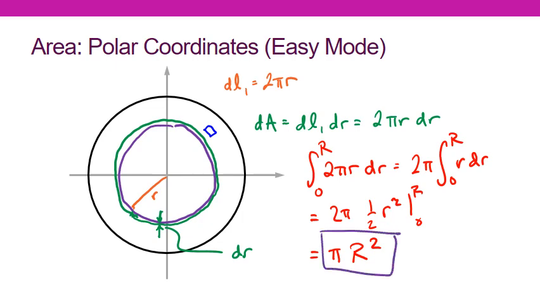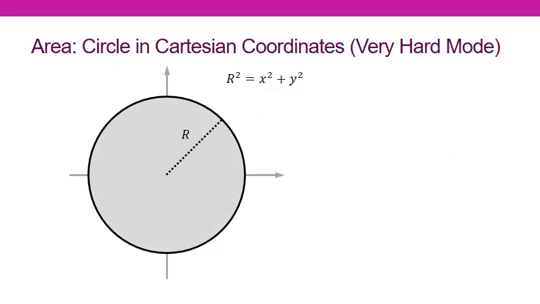So sometimes the symmetry of the problem can allow us to break it up in different ways that might make some of the math easier, so we don't have to go back to the multiple integrals. Now we've shown you hard mode, where we cut the circle into little arcs of thickness, and I've shown you easy mode, where we cut the circle into little circles, little rings of thickness. Let's show you very hard mode.